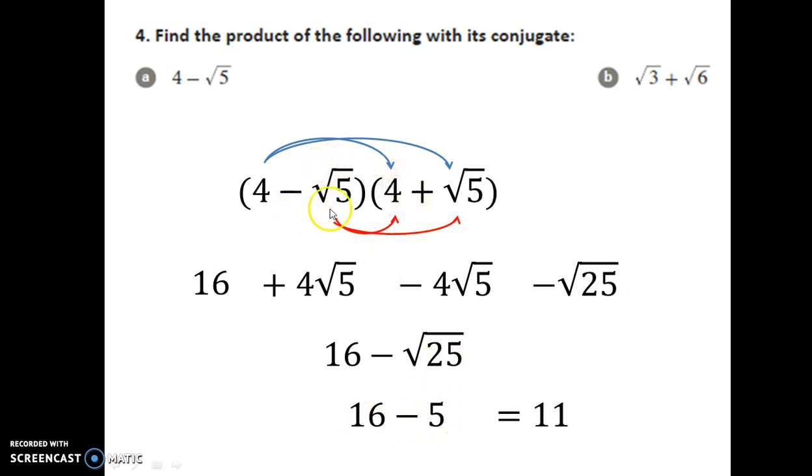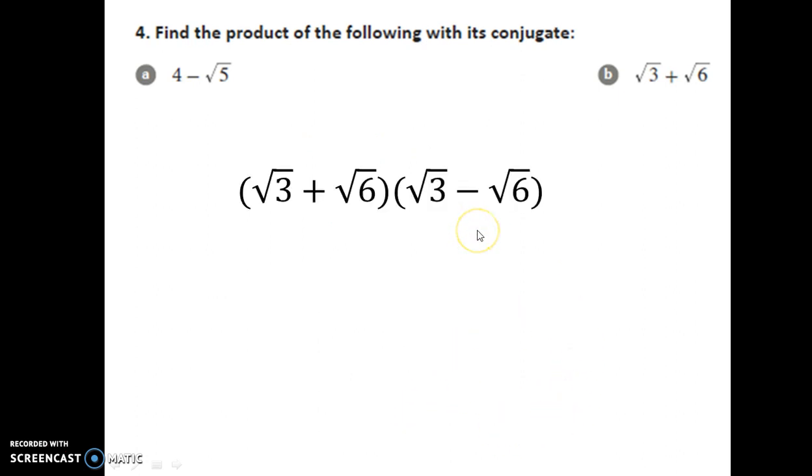When you multiply conjugates, you're always going to end up with a number. There's going to be no roots. All these roots cancel. This becomes something that is a perfect square, and you're just left with a number. It's always true for conjugates. Let's look at the next one then.